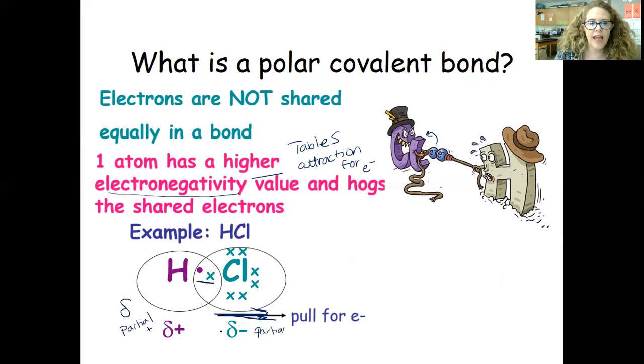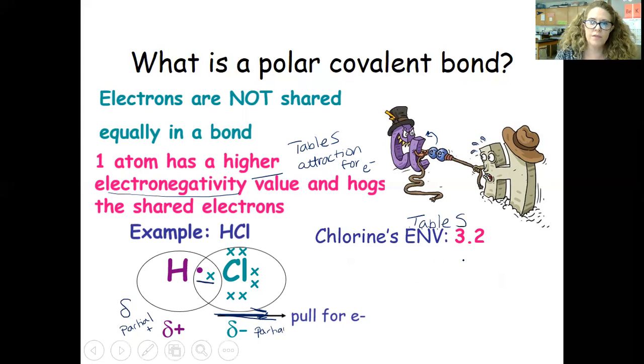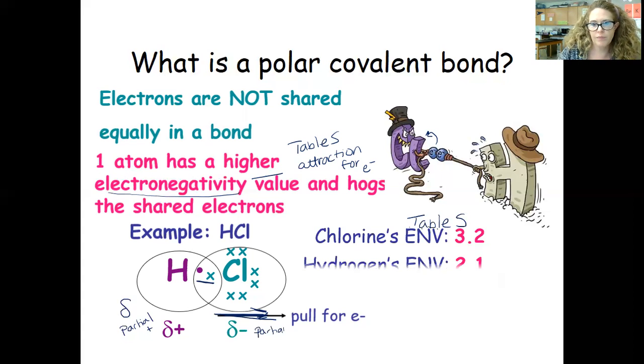Because the electrons are kind of hanging out over here closer to chlorine, you've got more negative charge on that part of the molecule. So it makes it like a little bit of a magnet. Chlorine's electronegativity value, right from Table S of your reference tables, is 3.2. So on a scale of 0 to 4.0, chlorine's got a 3.2 in terms of its attraction for electrons. Our electrons are going to be going towards that element.